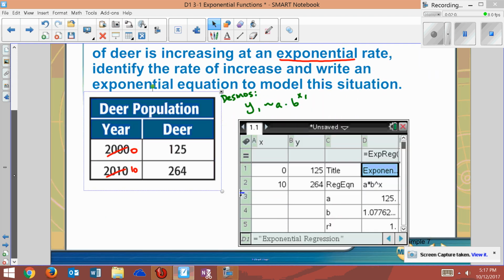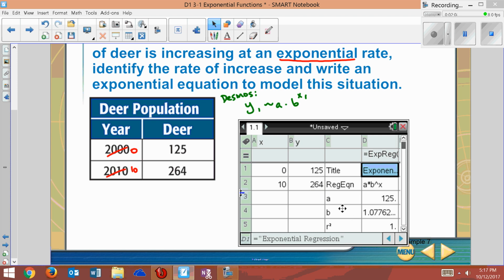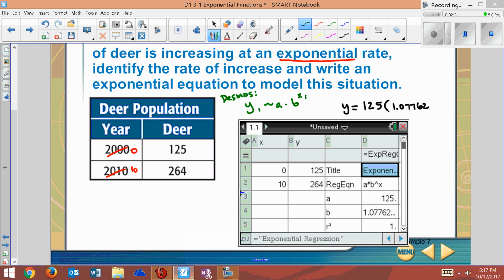It says here, identify the rate of increase and write an exponential equation. So the rate is here, the base is your rate. A would be that starting value. So my model would be that y equals 125 times the rate, or base, 1.07762 to the power of x.